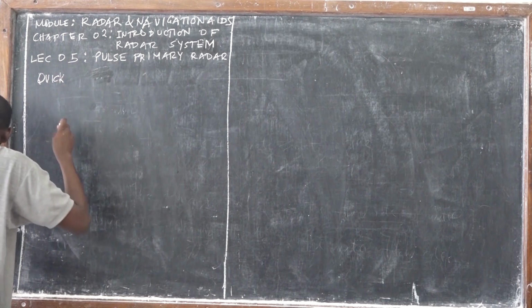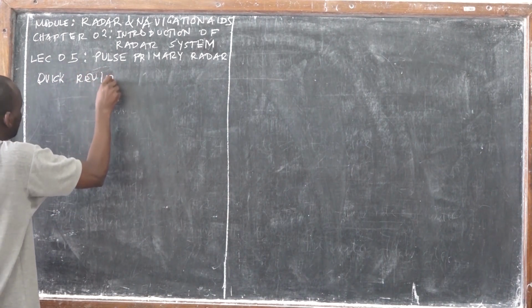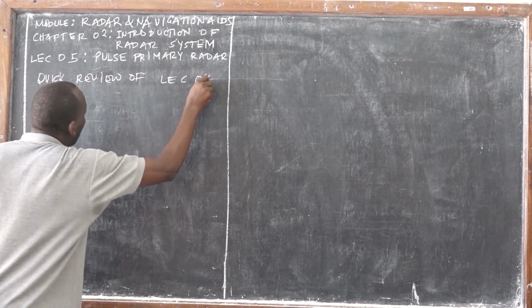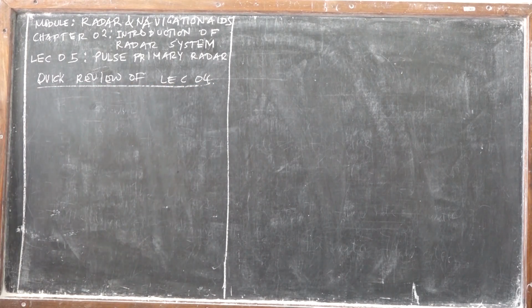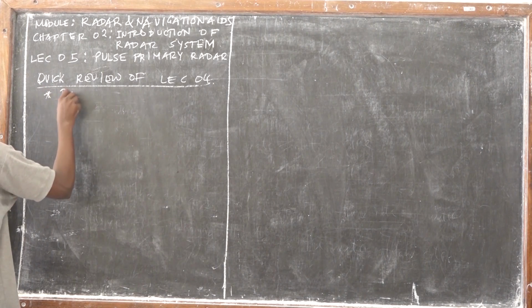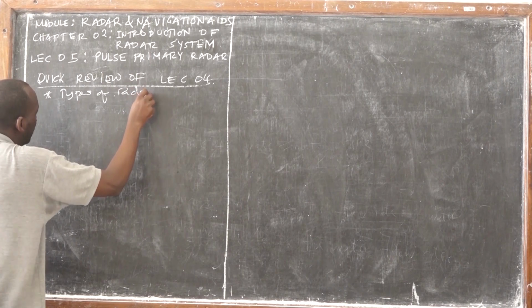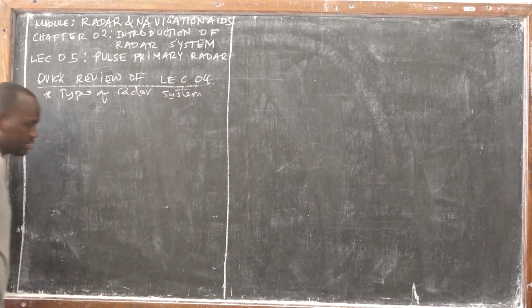Before we move on, let us link this lecture with the previous lecture. Quick review of lecture 4. So what did we learn in lecture 4? First of all, the lecture is titled types of radar system or radar sensors.